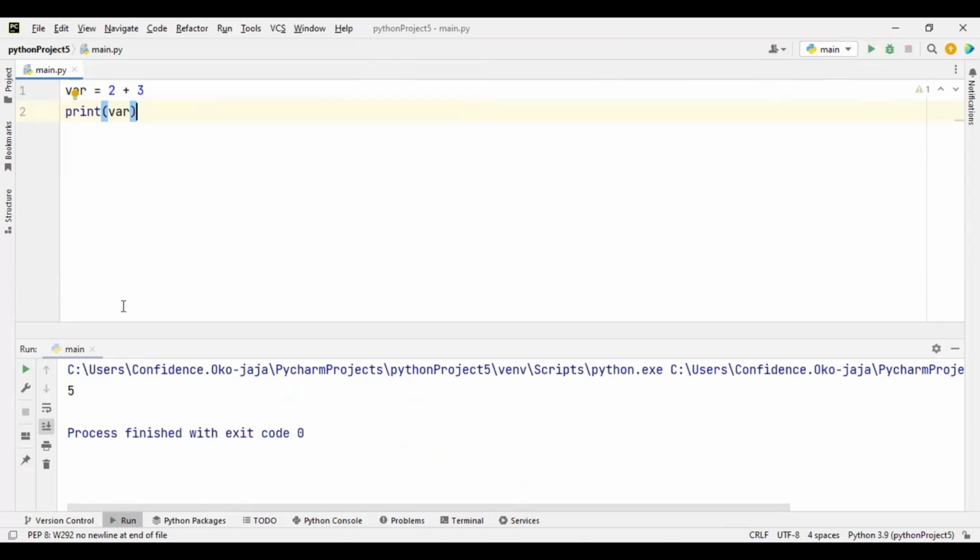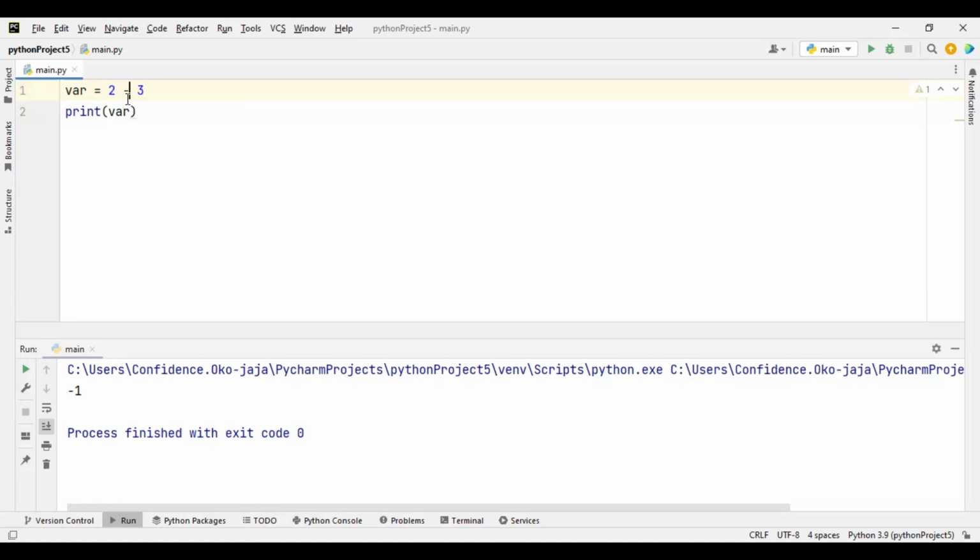So we use the plus sign for addition in Python. The next is the subtraction operator, which is represented by a dash in Python. So if we do 2 minus 3 and run this program, we are going to have our result, meaning that 2 minus 3 is equivalent to minus 1.